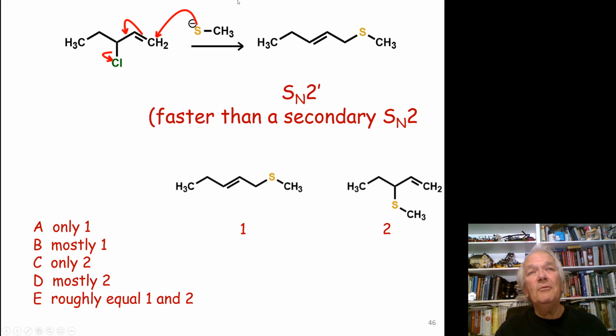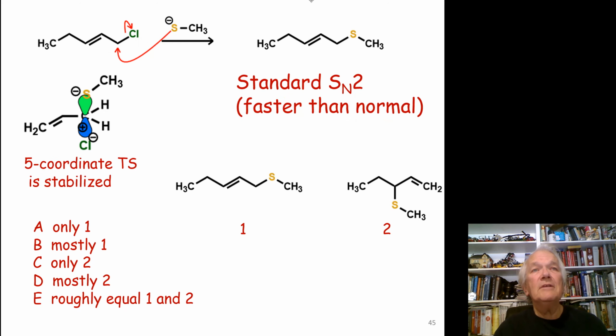In the previous slide, let me go back, we have the chloride on the end. Normal SN2 proceeds because there's not that much steric hindrance. Primary reactions are normally faster than one at a secondary position. This 5-coordinate transition state actually gets stabilized, so pretty much the only product is product 1.